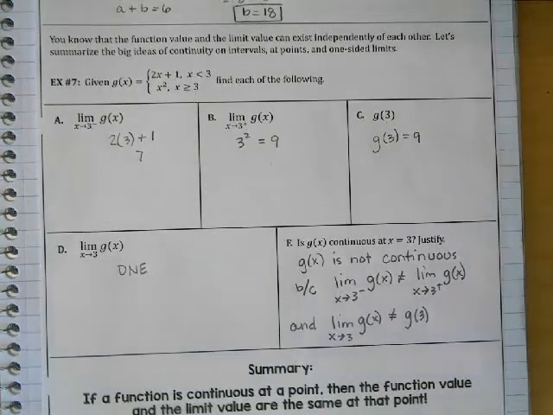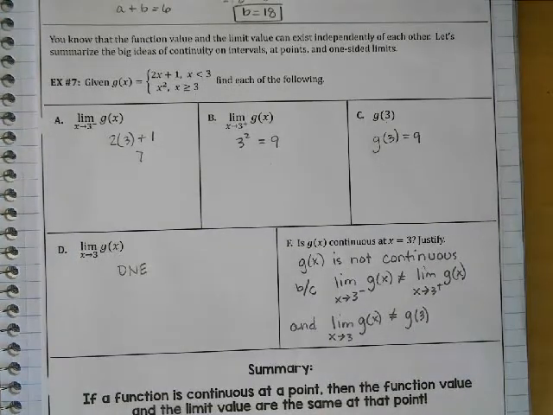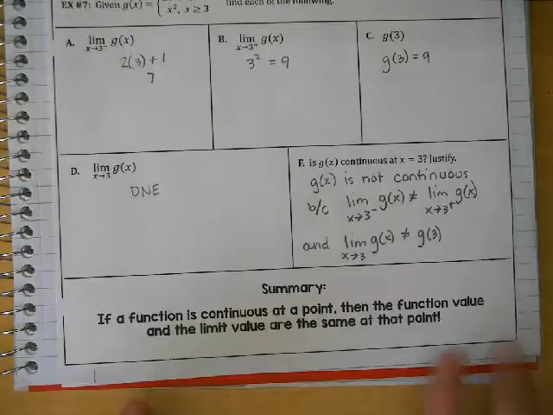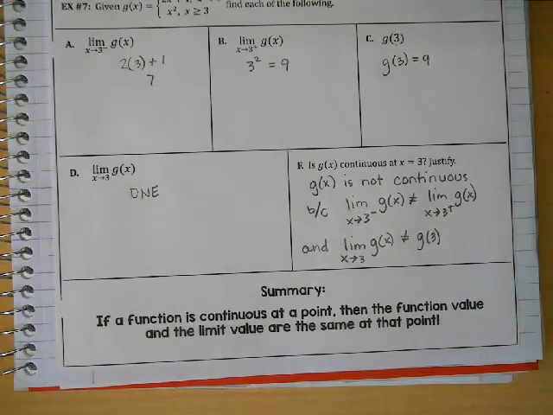Okay, so that is the big picture. Find the limit from the left, limit from the right, make sure that those are the same, and they are the same as the function at that point, and you are guaranteed that the function would be continuous there. That's it.